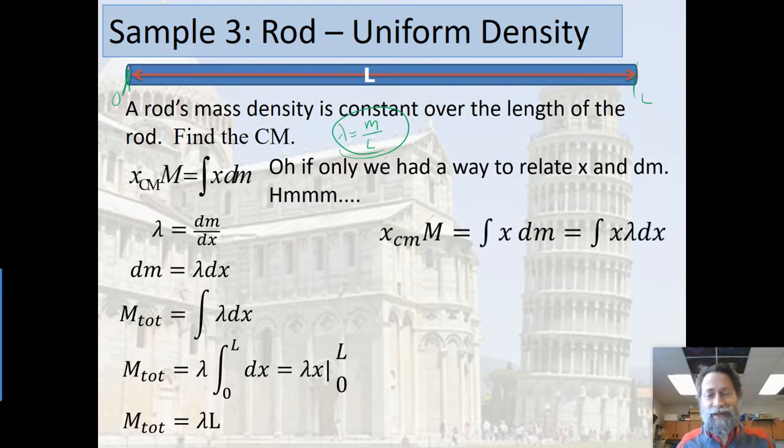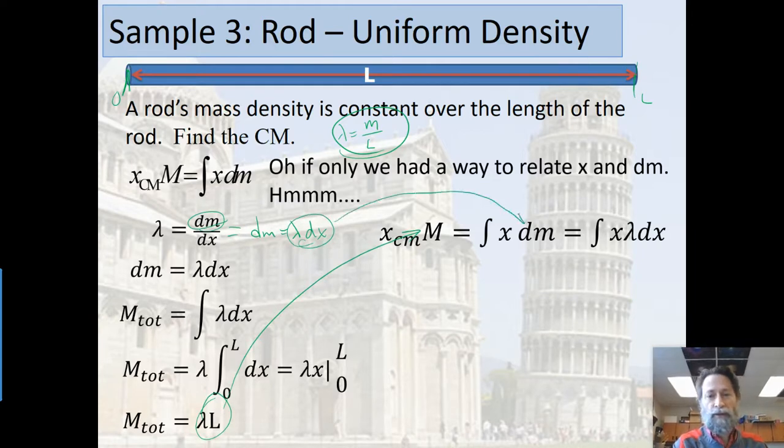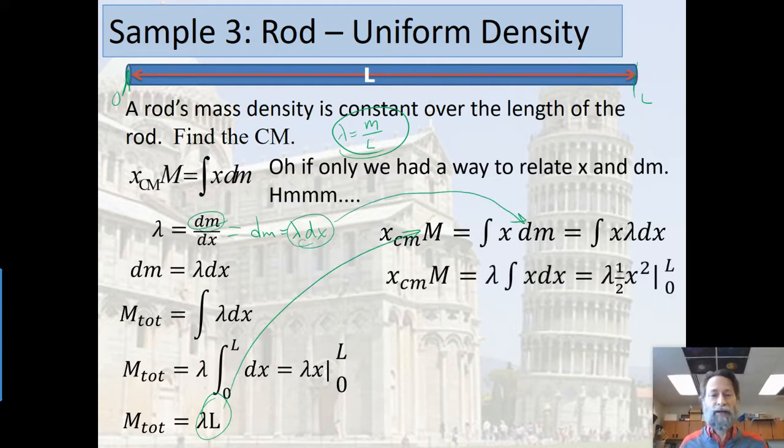So then we can take that and plug it into the center of mass equation. We say the center of mass times the total mass, which we just found, is equal to the integral of x dm. And remember that our dm value is really lambda dx, right? So if I solve for dm, then dm is equal to lambda dx. On the left side of the equation, I can plug in this lambda L value for my M, and on the right side of the equation, I can plug in this lambda dx for my dm.